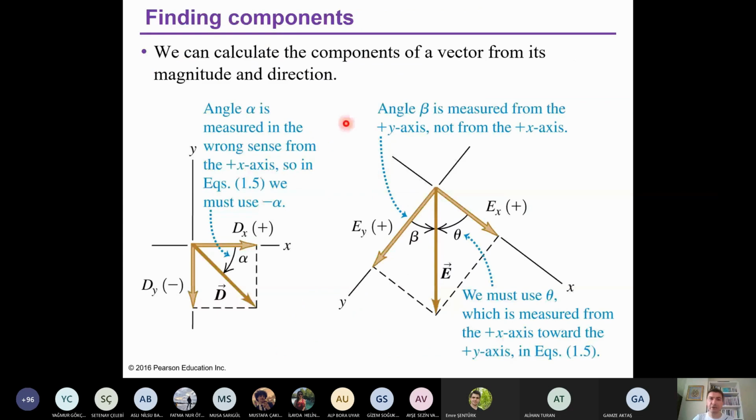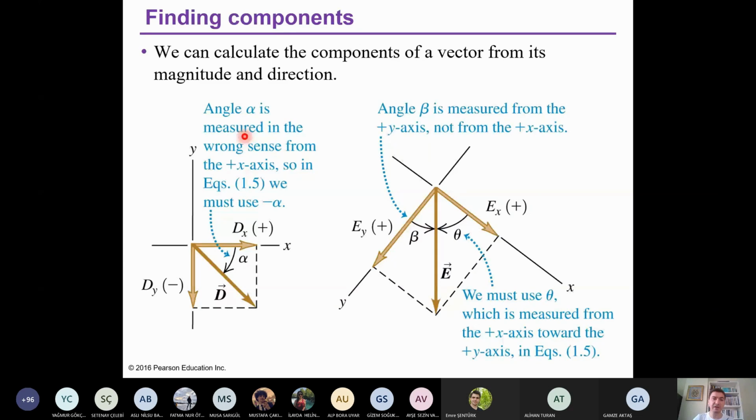Then how do we calculate the components of a vector from its magnitude and direction? Let's consider that the magnitude of a vector is given and the direction is also given, and we would like to calculate the components of the vector. So here we have two examples. This is the x-axis, this is the y-axis, and this is the D vector. It has a certain direction and a certain magnitude. It has an x component along the positive x direction, and a y component along the negative y direction. Here we see an alpha, the angle between the x-axis and the D vector. I will discuss this in the following slide, but here I would like to say that angle alpha is measured in the wrong sense from the positive x-axis.